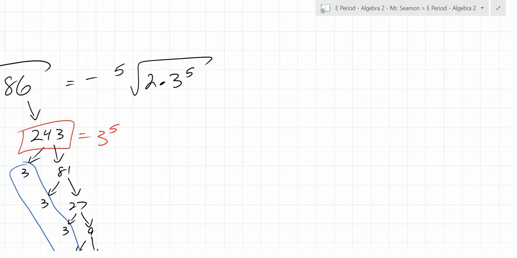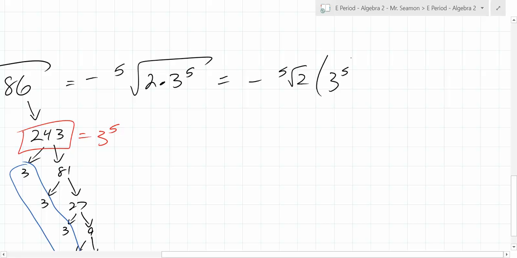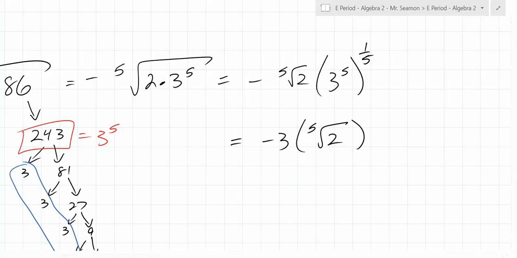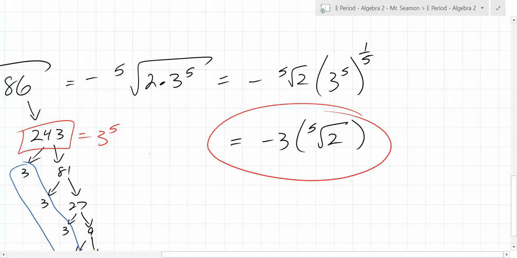What does fifth root mean? What power is fifth root? 1/5. So you have negative the fifth root of 2, but then you have 3 to the 5th to the what power? What is 3 to the 5th to the 1/5 power? So the answer to this is negative 3 times the fifth root of 2. That would be the final form right there. You can't go any further.